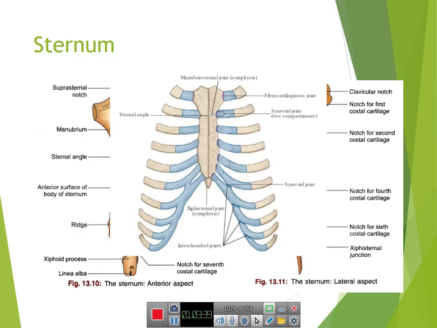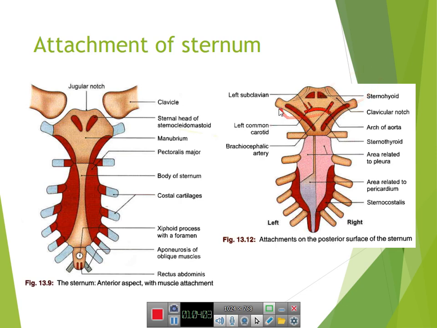Number 4 about the attachments of the manubrium is that the margins of each clavicular notch give attachment to the capsule of the corresponding sternoclavicular joint. The sternoclavicular joint. So the margin of each clavicular notch gives attachment to the capsule of the corresponding sternoclavicular joint.